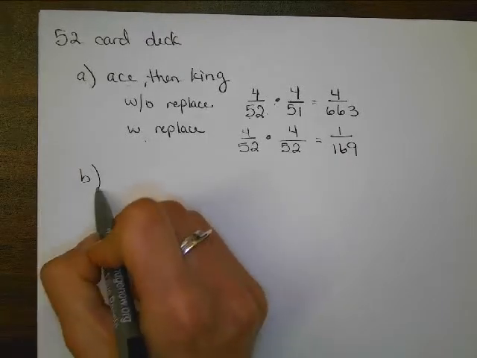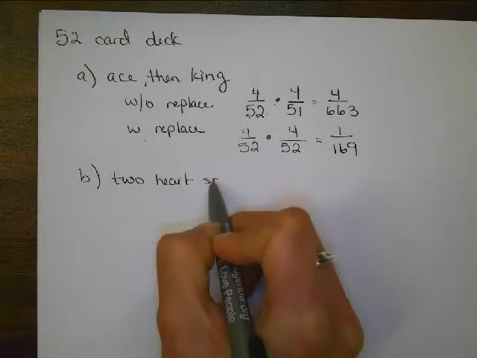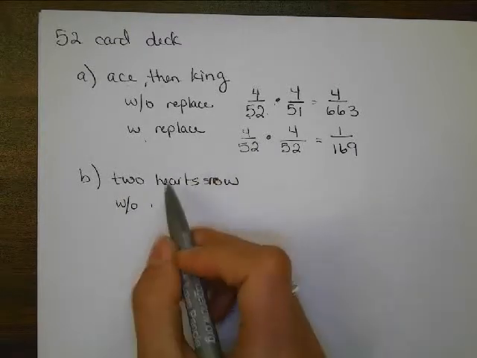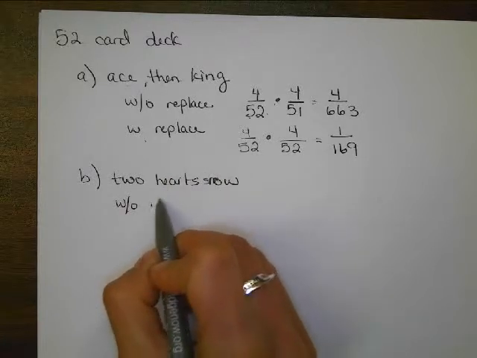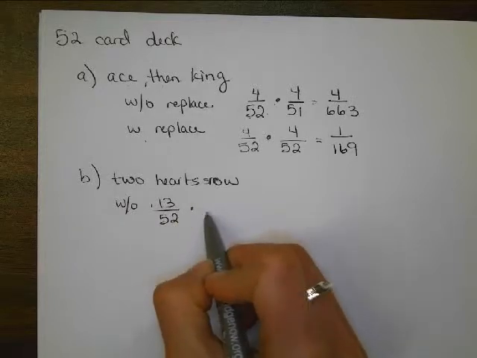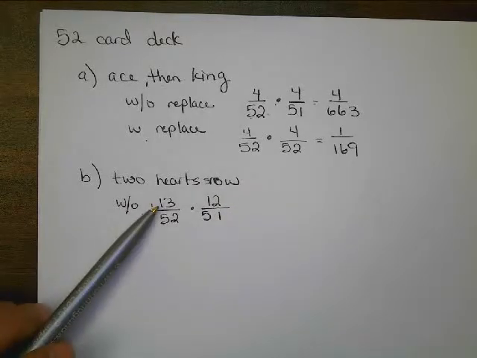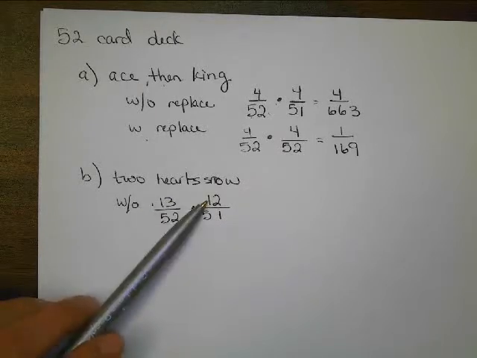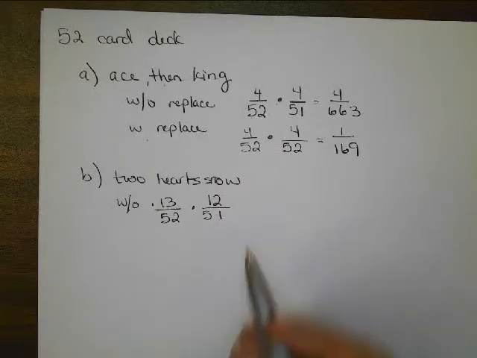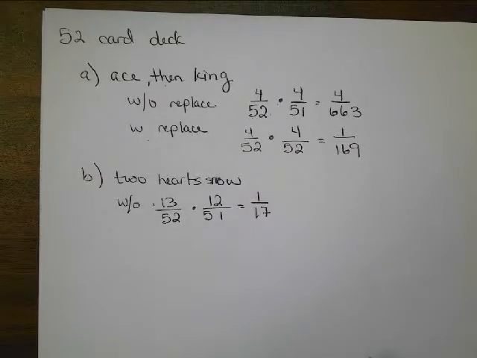So let's do another one. Let's say we want to find getting 2 hearts in a row. If we do it the first time without replacement, then I find that there are 13 out of 52 cards. And since I'm not replacing it, now there are only 51 cards, and there are only 12 hearts left, because I already took out 1 heart, so instead of 13, there are 12 hearts left. And since I had 52 cards, now I only have 51, since I'm not putting it back. And that probability, after you reduce, is 1 out of 17.